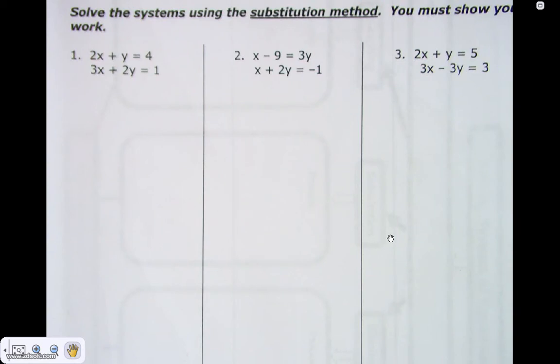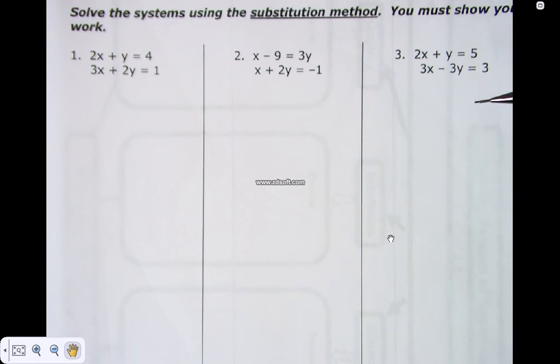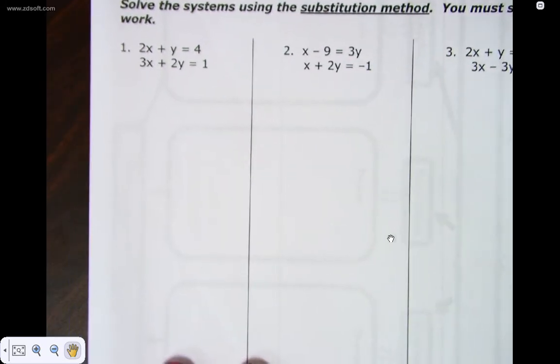Okay, so in this video I'm going to work through 3 of these problems using substitution. Okay, I'm going to use the substitution method. This is the second method that we learned that's going to help us solve for the solution of a system of equations. So let's go ahead and start with number 1.